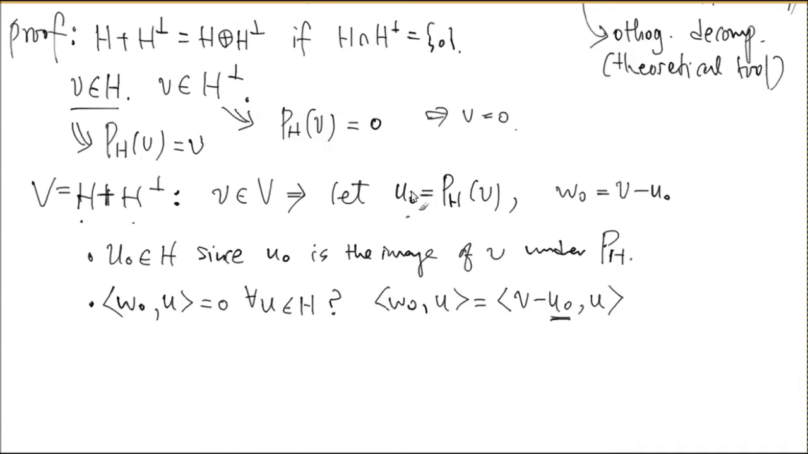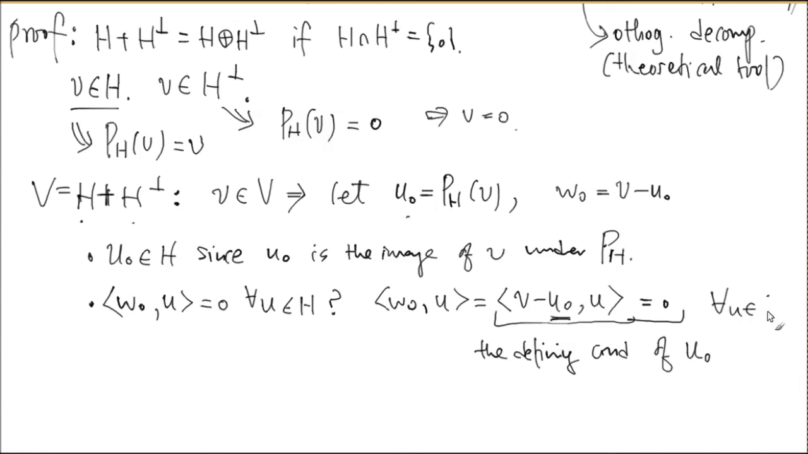Orthogonal projection is U0, where U0 satisfies what condition? V minus U0 is perpendicular to everything in H. This is the defining condition of U0, the orthogonal projection of V. So that whole thing is a condition, not only for a few U, but for everything that is in H.